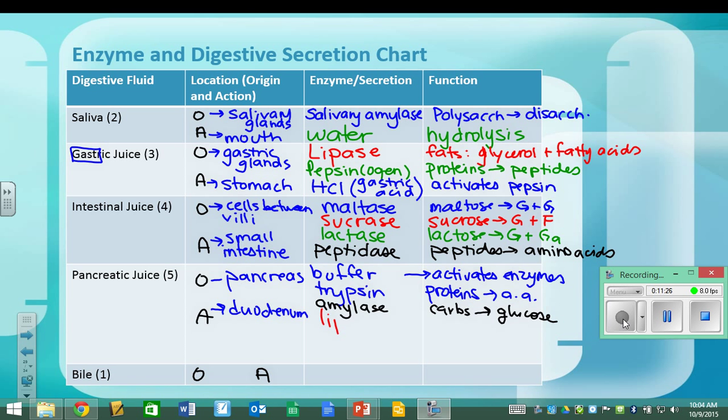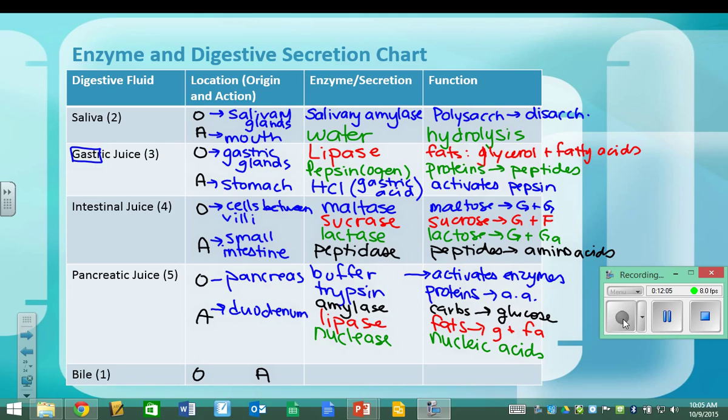We also have our fat digestion. So same as above, fats are getting digested into glycerol and fatty acids. And then the last one of the enzymes is nuclease. It digests nucleic acids. So those are the things that are coming out of your pancreas.